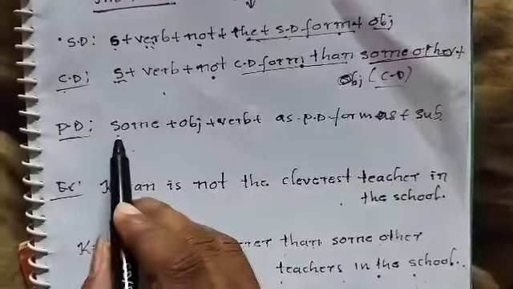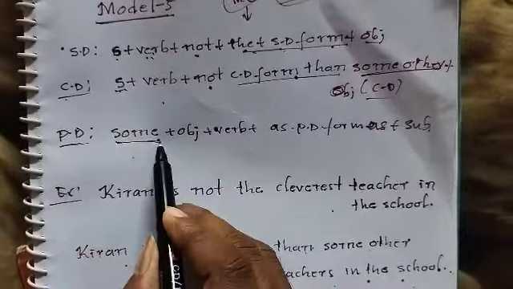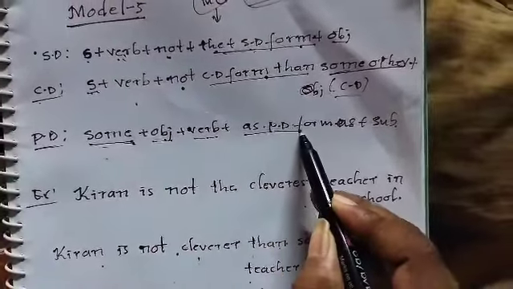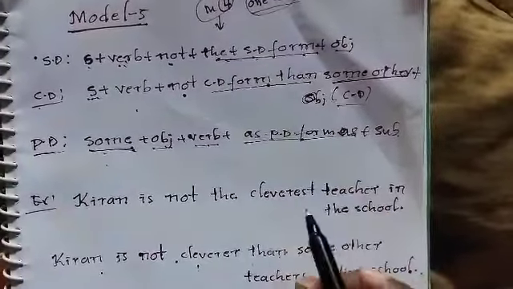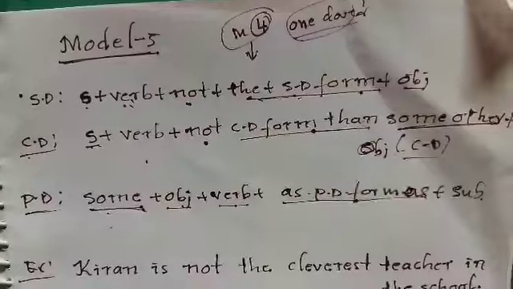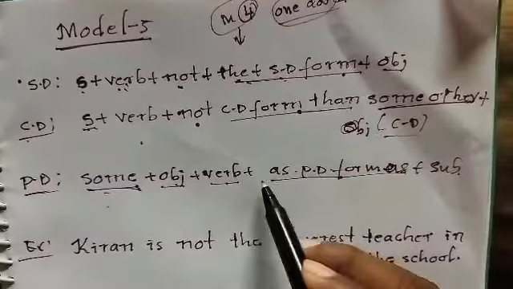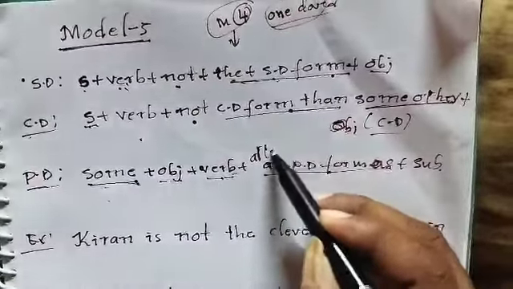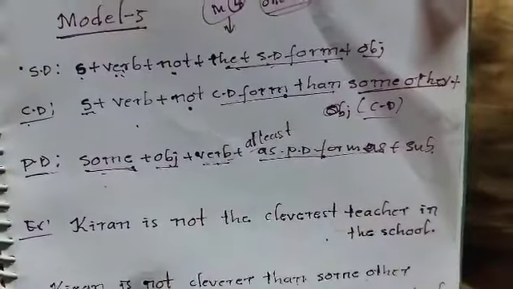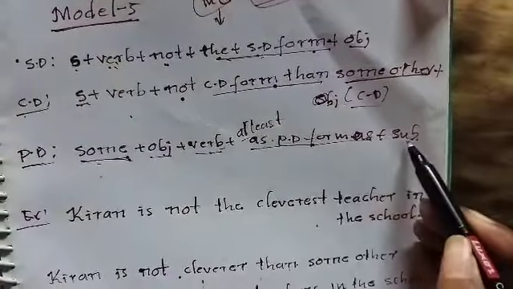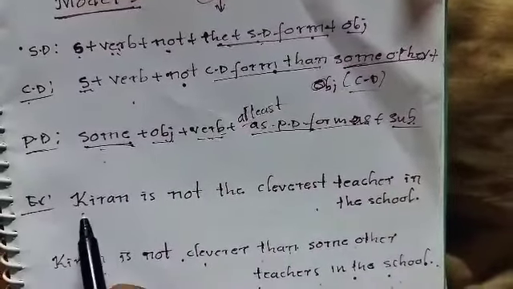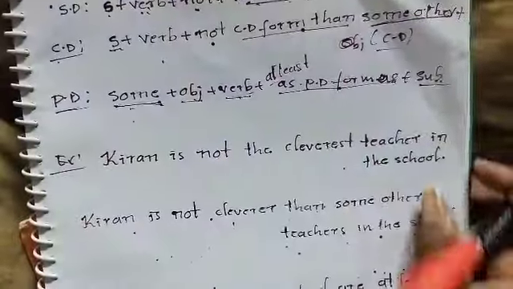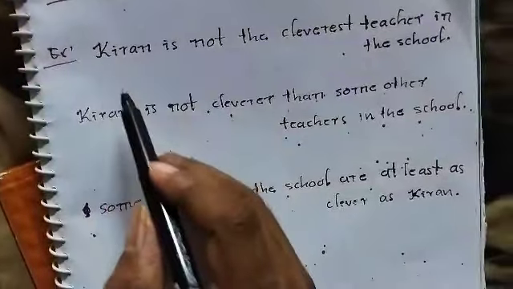Next, the PD form: we will use only some plus object, verb, then as PD form as plus subject. Just remember that after the verb we have to use at least. So next, the examples. We are saying that it is the opposite of model 4; it is model 5. Now we are discussing model 5, which is the opposite of model 4.